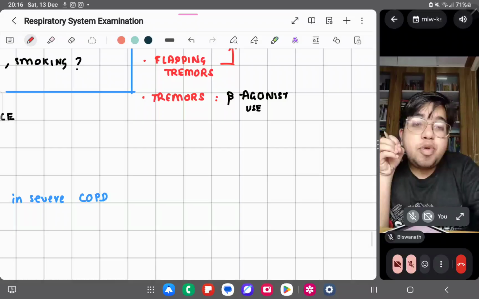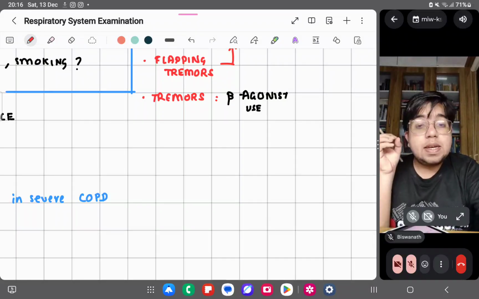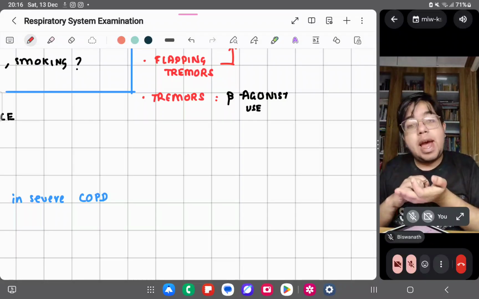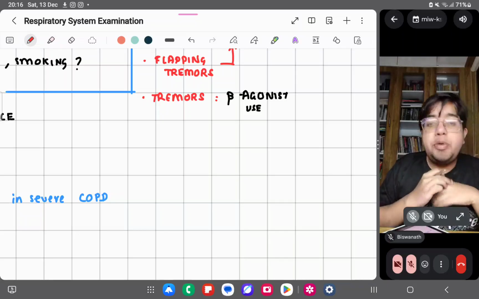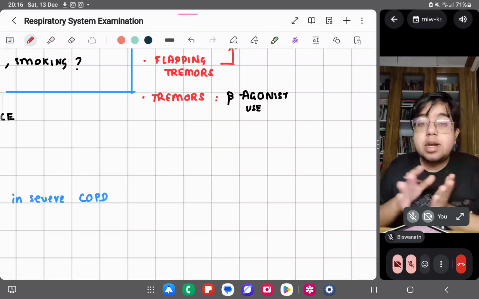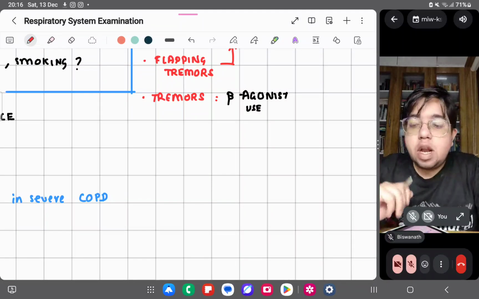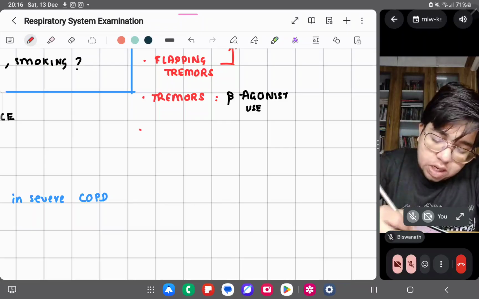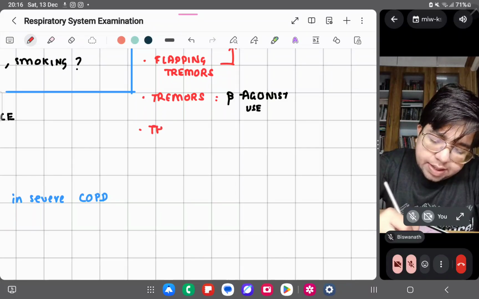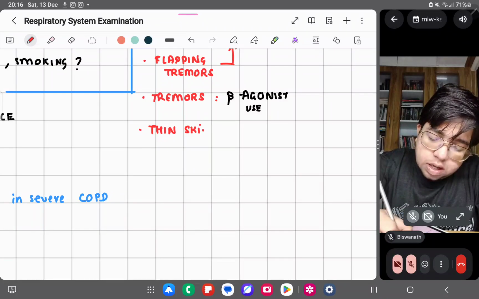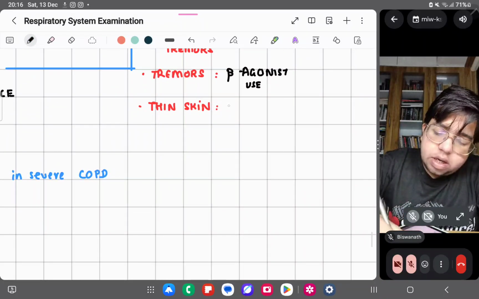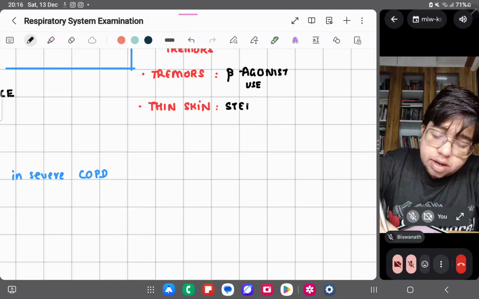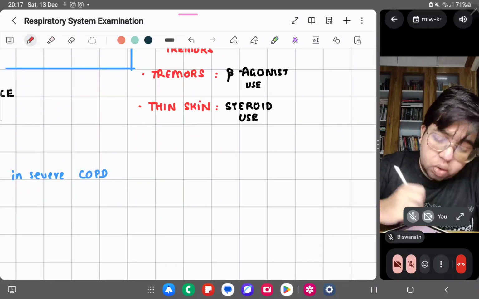If there is bruising or thin skin, if the skin of the hands is thin, it may be due to lipodystrophy, the destruction of the subcutaneous fat, and this is due to long-term or chronic steroid use. So if there is thin skin, then it can indicate steroid use. Chronic steroid use can sometimes lead to thin skin.